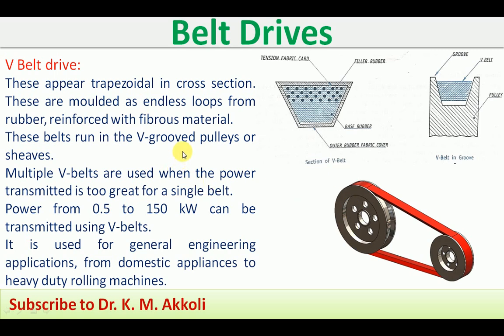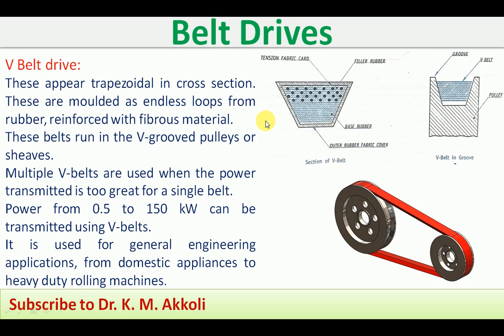The other type of belt is the V belt. V belt means it is of V shape. Actually it is not a complete V, but it is trapezoidal in cross section. These are molded as an endless loop from rubber reinforced with a fibrous material in order to strengthen it. There is a base rubber, a fabric tension cord, and outer rubber fabric is also used for the belt.